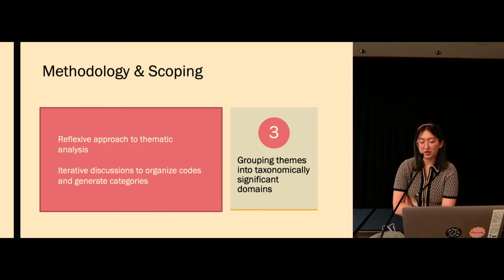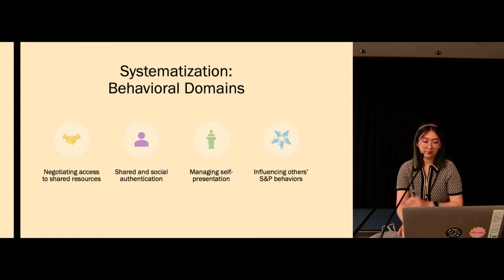So I performed the initial coding, and I tagged these paper summaries with granular codes like dating or password sharing or location, et cetera. And then our research team participated in repeated discussions together to iteratively organize these codes and generate categories from these codes. So across literature, we identified 4 main behavioral domains.